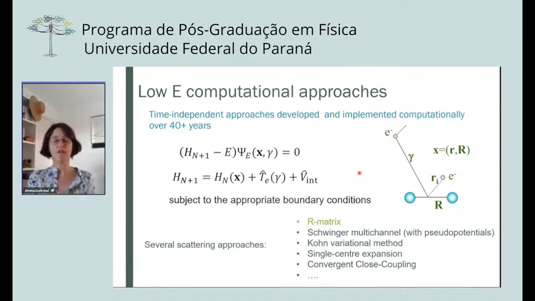Now, all of these methods solve the time-independent Schrödinger equation. So you basically have a time-independent Schrödinger equation that you need to solve, where your Hamiltonian describes the state of your target, the kinetic energy of your projectile, and the interaction between your projectile and your target. And you have to solve this subject to the appropriate boundary conditions, as you do every time you solve a time-independent Schrödinger equation. Now, what are the difficulties or the challenges in this?